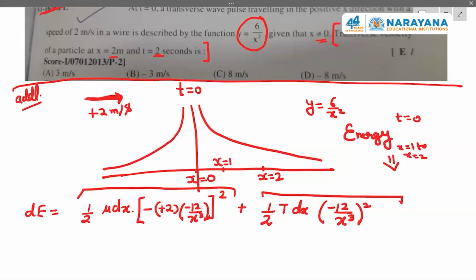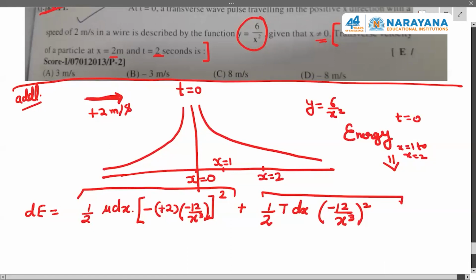So I've written half of T dx into dou y by dou x whole square and half of mu dx into dou y by dou t, the whole square, which is negative of wave velocity with sign into slope, the square. So now it's fine. So, I mean, the answer to this part will be only an integral of this part from x is equal to 1 to x is equal to 2. Secondly, that is one thing we can obviously find out.